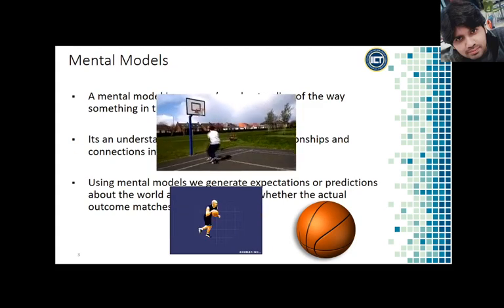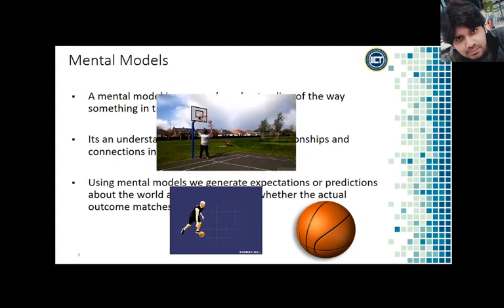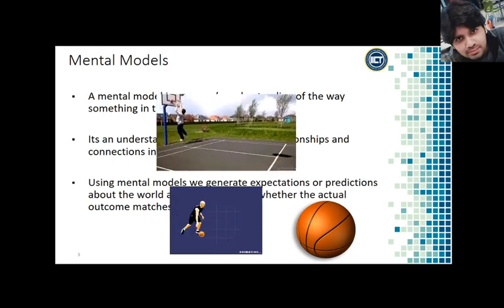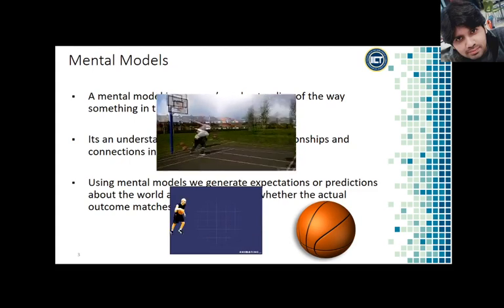So we want to know why our mental model was wrong. Maybe it makes us curious, but when it happens over and over, it can frustrate us. It can make us feel that we just don't know what we are doing.